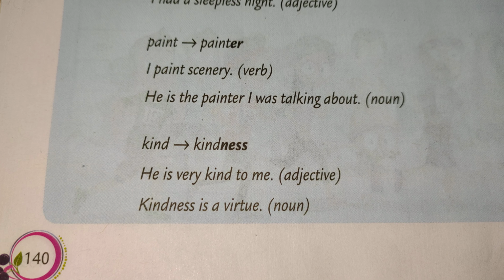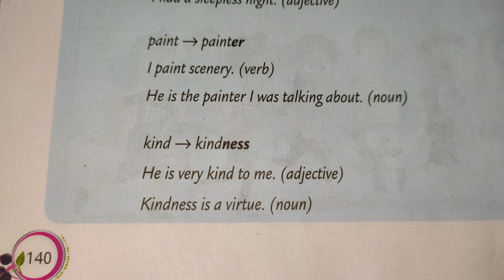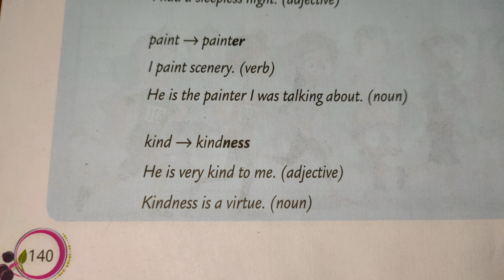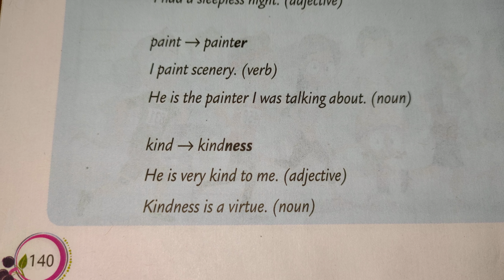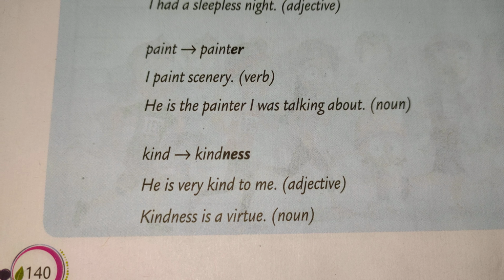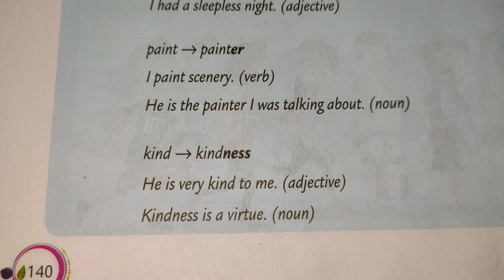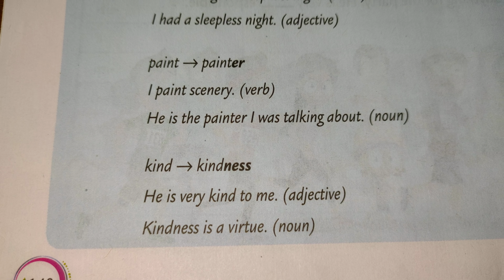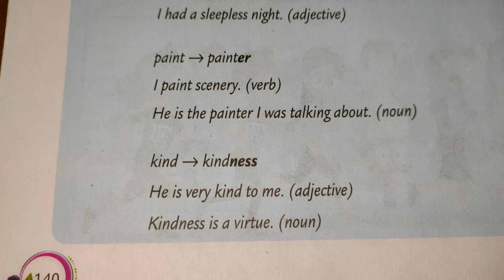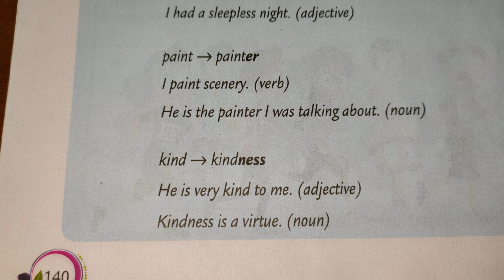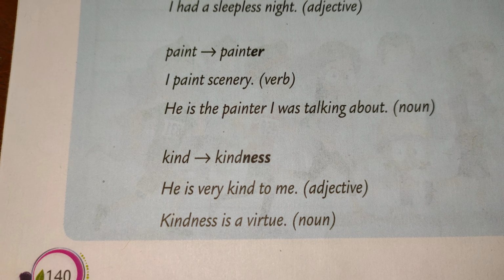Next, if you see, it is kind. That means after kind, we are adding the suffix ness. It becomes kindness. He is very kind to me. In this, kind is actually the adjective. But now in the second sentence, if you see, kindness is a virtue. In this, the word kindness is actually the noun, because about this noun we are talking about, it is a virtue. So it is the noun here.